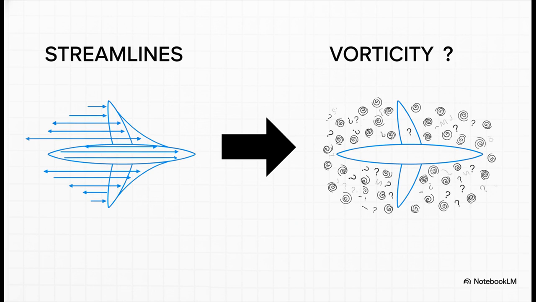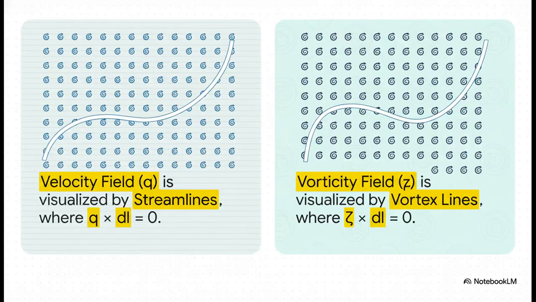We need a way to connect all those dots of spinning fluid. And here it is. It's this beautiful, perfect parallel in the math. We know streamlines are lines that always run parallel to the local velocity vector, q. Well, check this out. In the exact same way, we can define vortex lines as lines that are always parallel to the local vorticity vector, zeta. It's the perfect analogy, but for spin instead of forward motion.